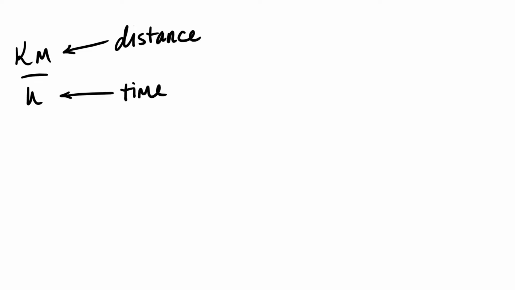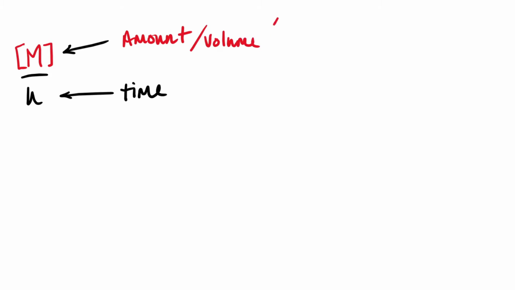Now let's look at a rate, for example. If we're talking about a rate of speed, like kilometers per hour, we can see that it's a distance per unit of time. For chemical kinetics, we talk about the rates of reaction as the change in the amount of a reactant or product per unit time. In solutions, it's more convenient to talk about the change of concentration, and that looks like the rate equals the change in the concentration per time.